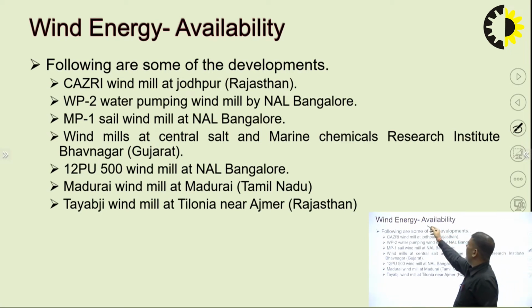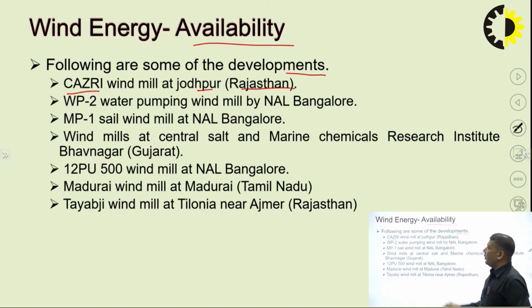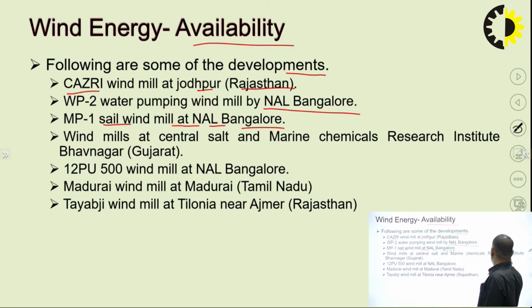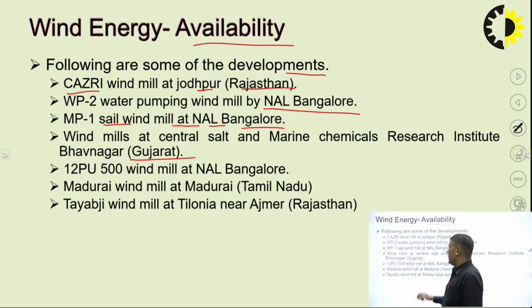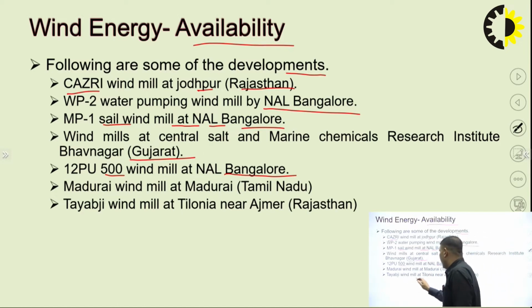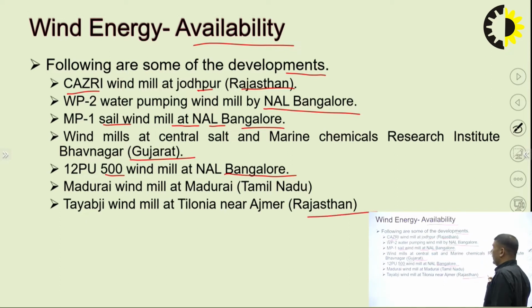As far as availability is concerned, following are some of the developments. Kajri windmill at Jodhpur, Rajasthan. Then we have WP2 water pumping windmill by NAL Bangalore. Then we have MP1 sail windmill at NAL Bangalore. Then we have a windmill at Central Salt and Marine Chemical Research Institute, Bhavnagar, in Gujarat. And 20 PU 50 windmill at NAL Bangalore again. And we have Madurai windmill at Madurai, Tamil Nadu, and Tayabji windmill at Tilonia near Ajmer, again in Rajasthan.